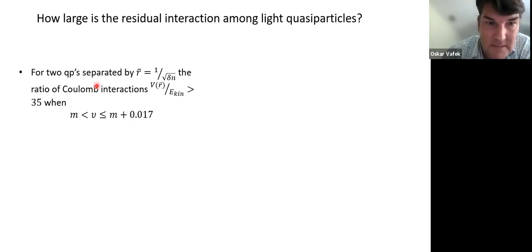So if we take 2 quasi-particles which are separated by a distance r bar, which is set by the density, the deviation of the density from the integer, then the ratio of the Coulomb interaction to the kinetic energy at that filling would exceed 35 only in a rather small window of doping around an integer. And so we may think that if there's a Wigner crystal anyway, it could only be extremely close to an integer.